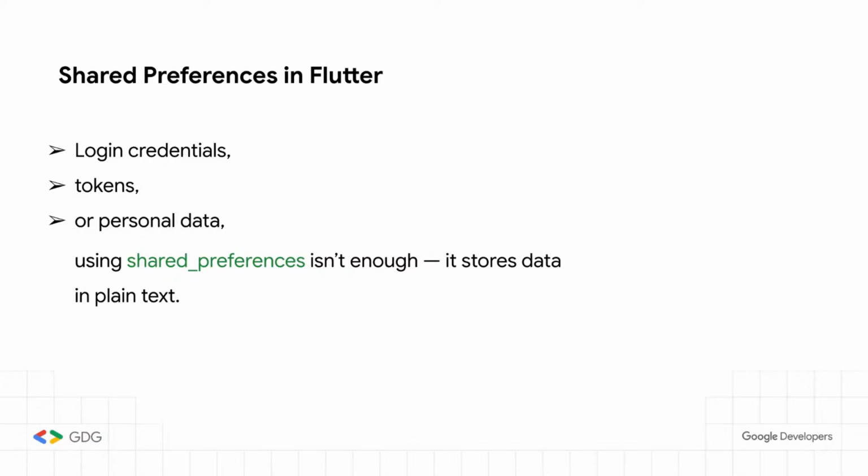Now, when we talk about login credentials, we are talking about access token and even the encryption keys. These are something that we should not store in shared preferences. This should go in our secure storage. But personal data like our mobile number or name, address, these are things that you can store in secure storage, but we can also store in shared preferences.